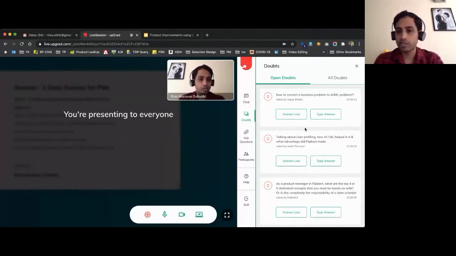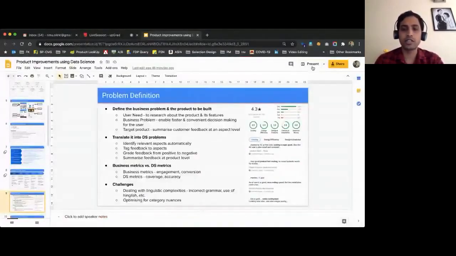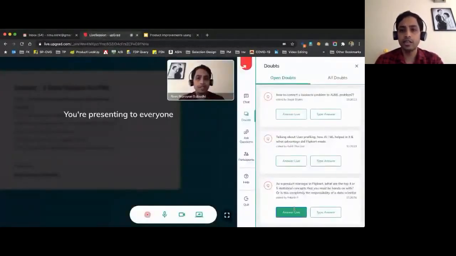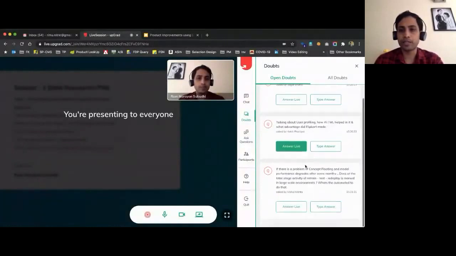One last question: as a product manager in Flipkart, what are the top 4 or 5 statistical concepts that must be hands-on with? Is it completely the responsibility of a data scientist? I wouldn't say that it's completely the responsibility of a data scientist. You need to understand the data, and if you understand the core responsibilities of a PM, data is one of the most important things. So you need to understand the basic data, at least.